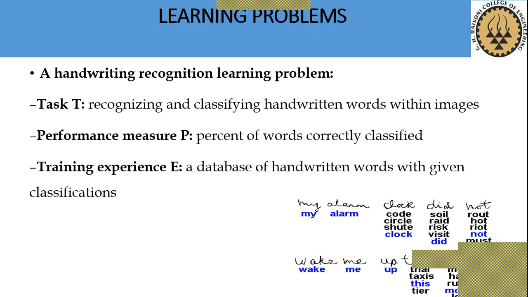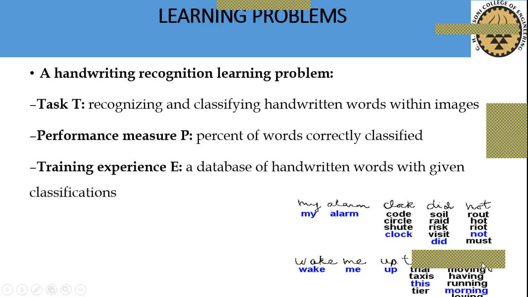For example, let us consider this is an image, and you have to find out what is written in it on the basis of machine learning. So here my task is to recognize and classify the handwritten words within the image. My performance is to find out the percentage of words correctly classified, where my experience is the database of handwritten words with a given classification.